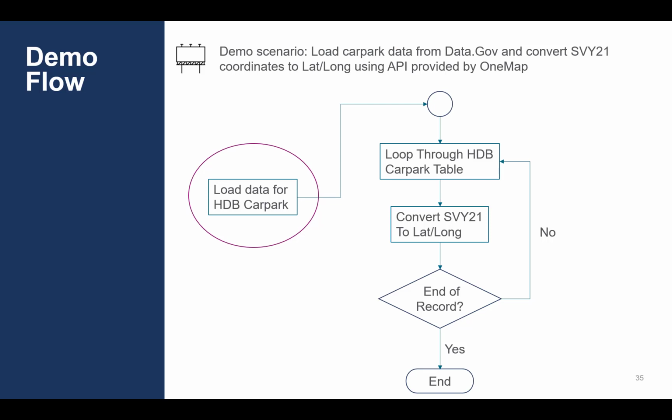Let's recap our demo scenario. The first step is to load the data from data.gov, so we have loaded the HDB car park data from data.gov. Next, we are going to loop through the HDB car park table, then convert SVY to lat long, and then after that we'll loop again until the end of the records.